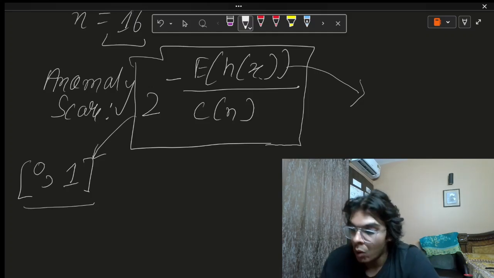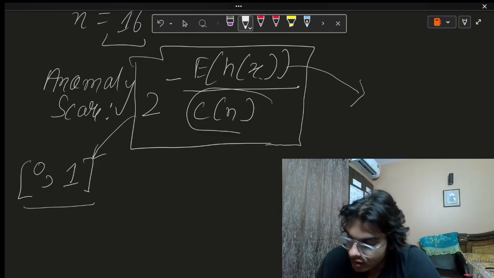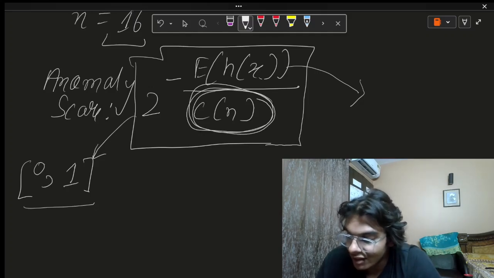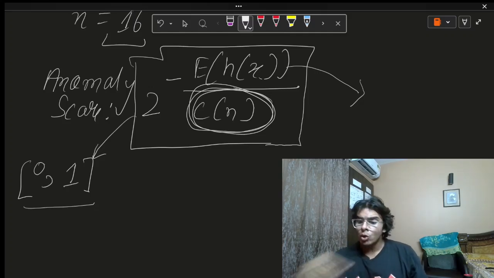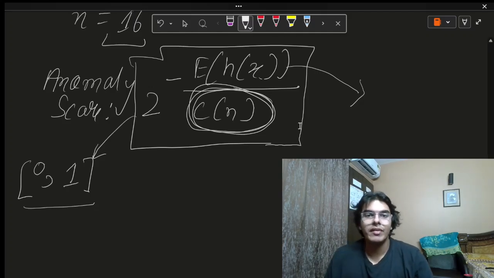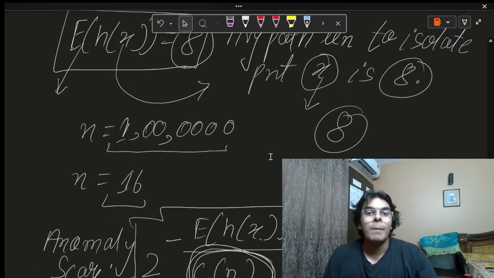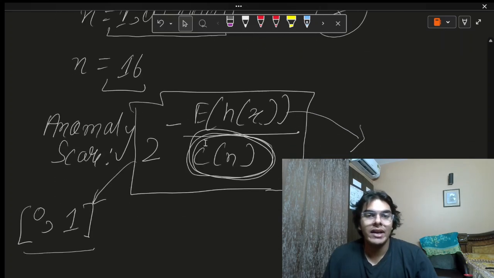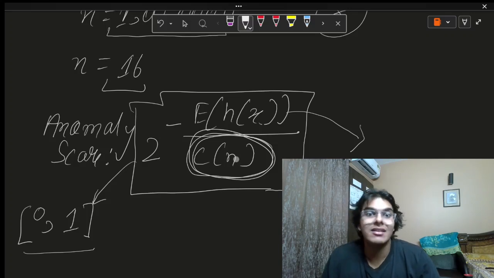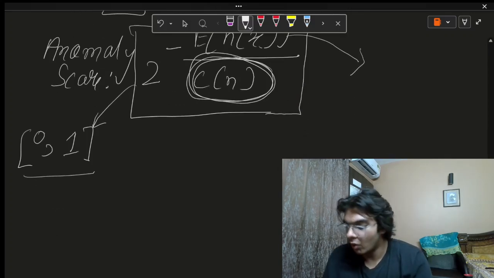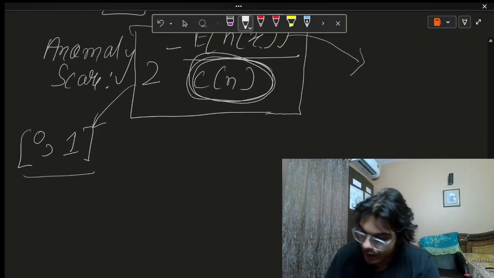Now comes our main thing, which is this C(n). We need to understand this in depth. Where did this come from and what is it? Just above I discussed that we need a baseline to compare. We need a baseline so that we can establish whether this E of h(x) value is large or small. That baseline is this C(n). I'll tell you what it looks like, but first just look at it.